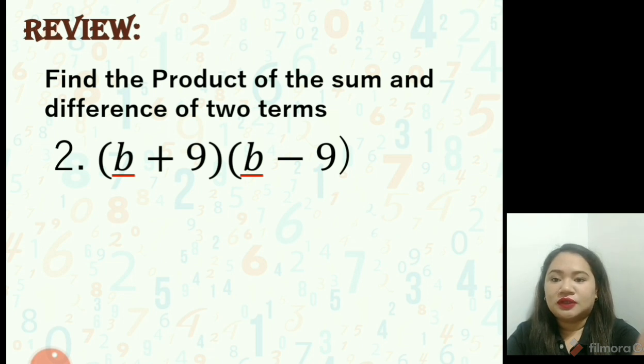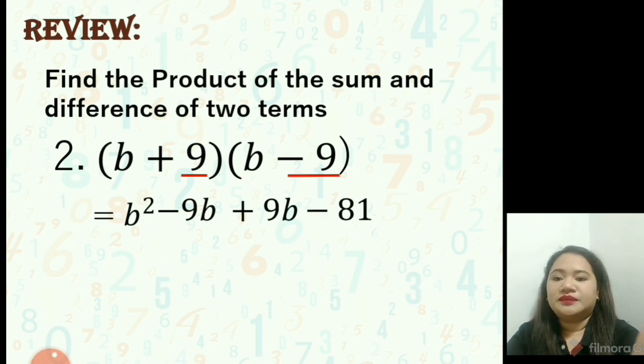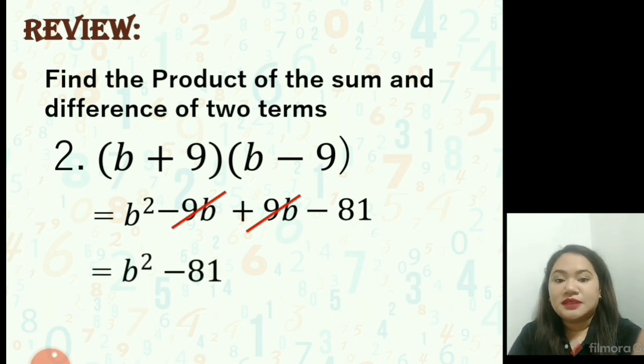Using the FOIL method, we have b times b is b squared, b times negative 9 is negative 9b, 9 times b is positive 9b, and 9 times negative 9 is negative 81. Simplify, we have b squared minus 81.